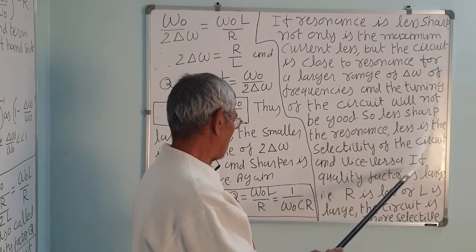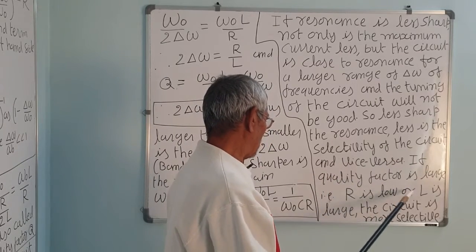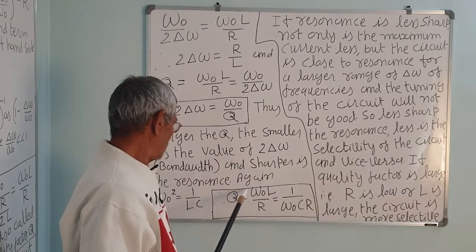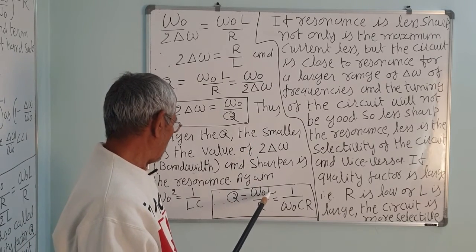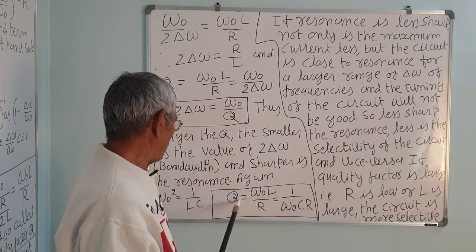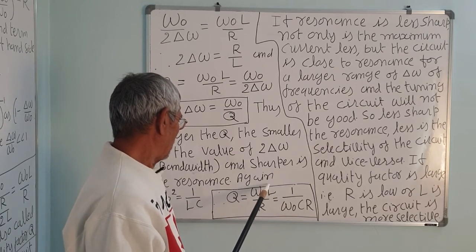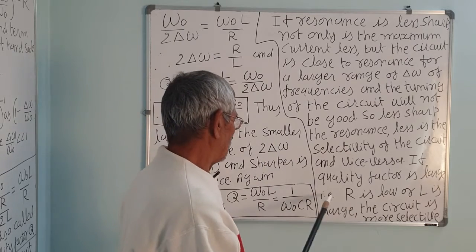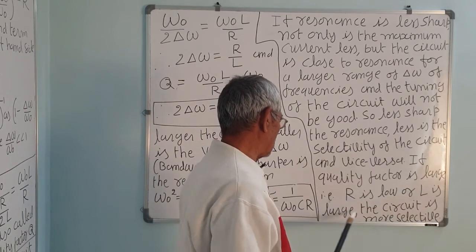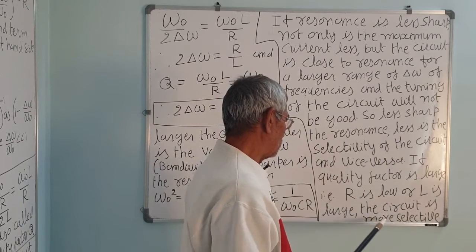And vice versa: if the quality factor is large, R is low and L is large. Q is equal to omega 0 L upon R, so for a greater value of Q, the quality factor, L should be large and R should be small. And this is a good one. When R is low and L is large, the circuit is more selective.